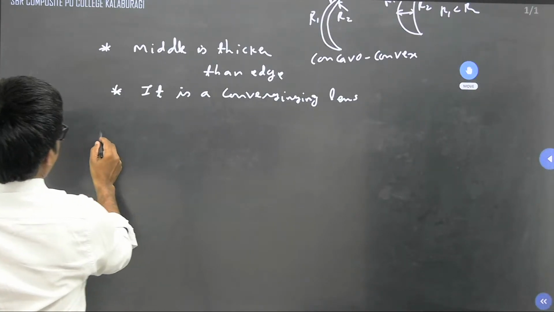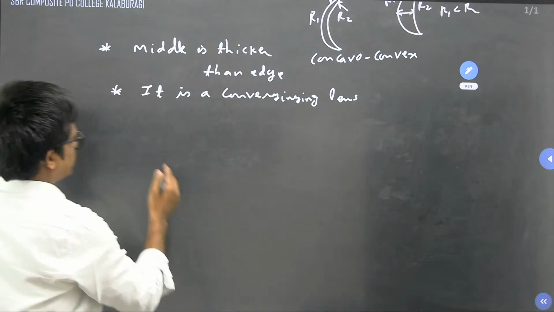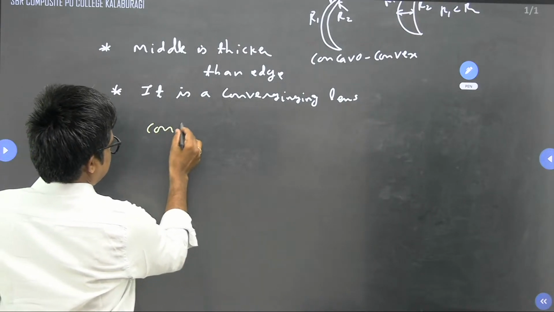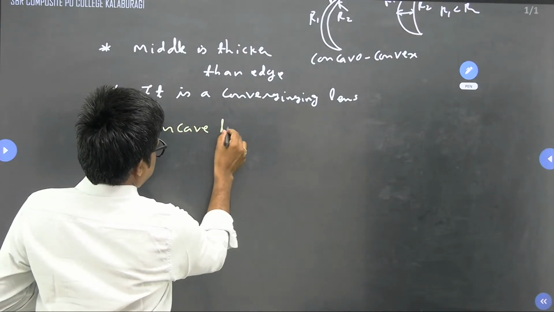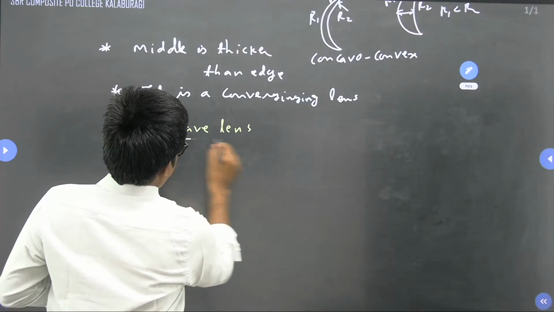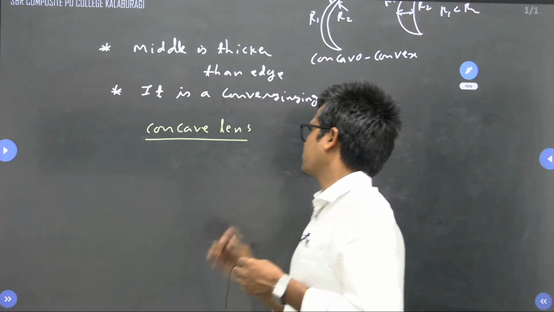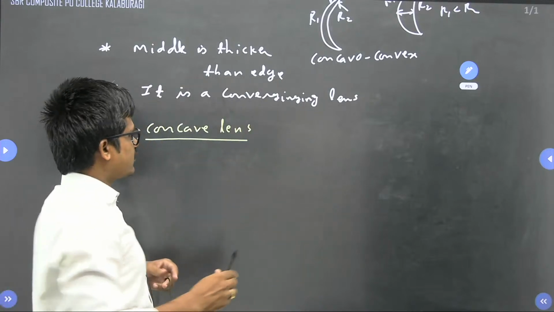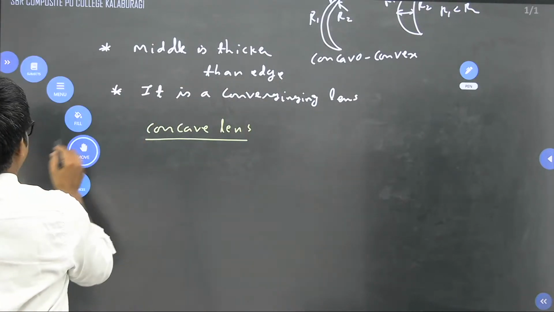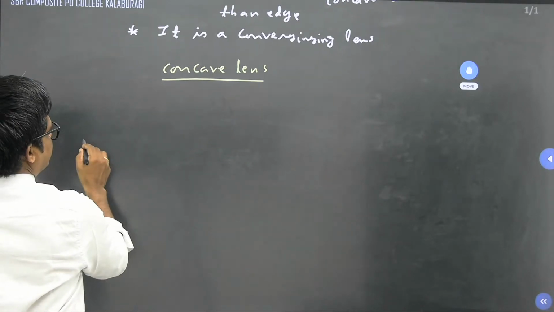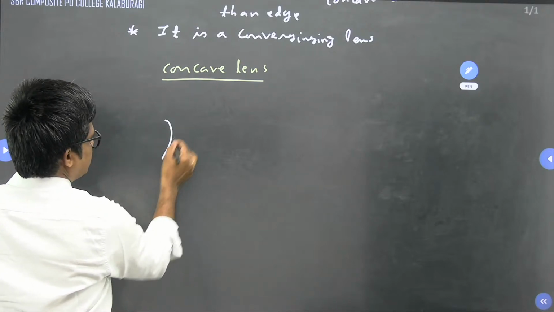Let me move on now. Another type, let me say, concave lens. Another type of lens we have here is the concave lens, right or not? Now the concave lens is one where the middle part is thinner.